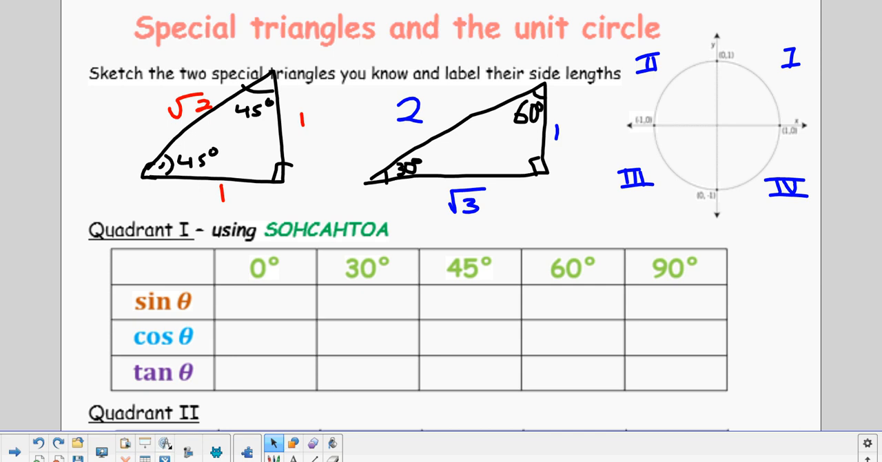So, using our lovely little SOHCAHTOA, like what we did in our warm-up, sine theta is opposite over hypotenuse. But even better, for 0 degrees, 0 degrees is kind of just a line that goes across. What's the height of that line? 0, yeah. You got me yet again.